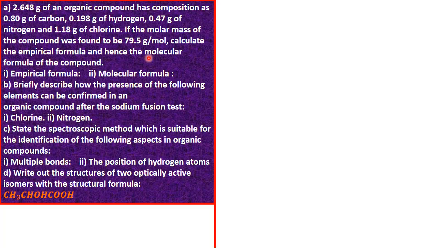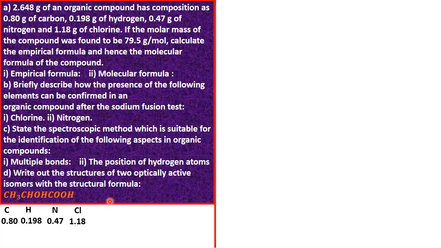Okay, so guys, let's start. So let's simply display the various atoms or elements that make up that organic compound. We have carbon, which has a mass of 0.80 grams. We have hydrogen, which has a mass of 0.198 grams. We have nitrogen, which has a mass of 0.47 grams. Chlorine, whose mass is 1.18 grams. So guys, I think these are the elements, right? These are the various elements that make up this particular organic compound.